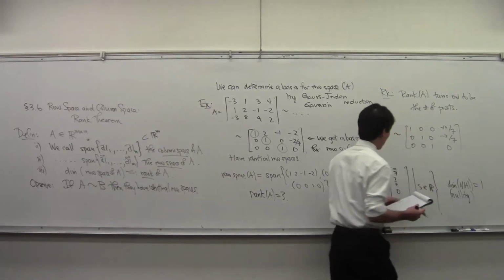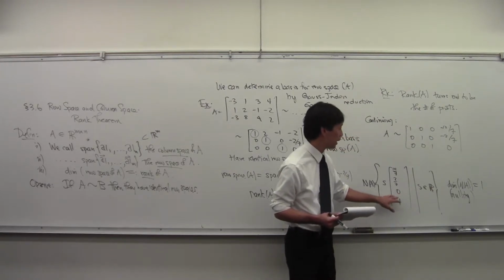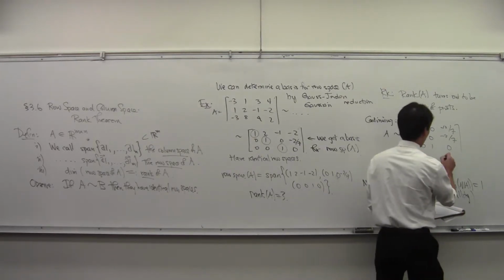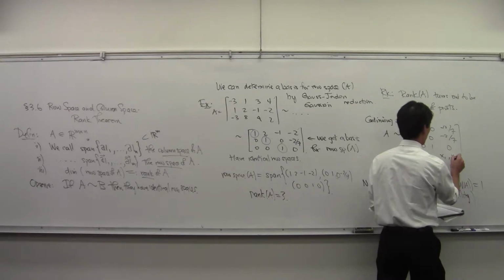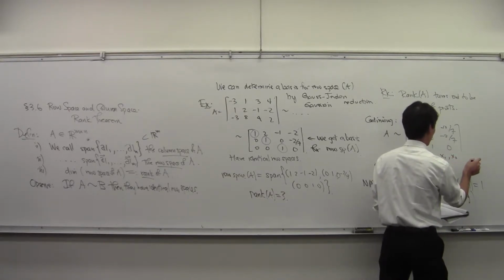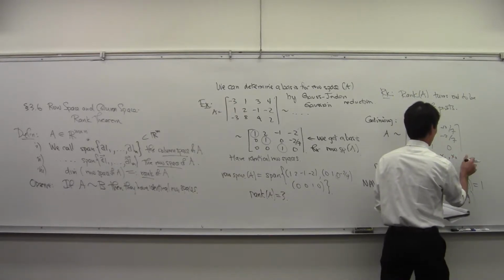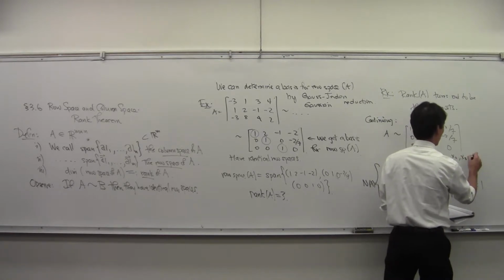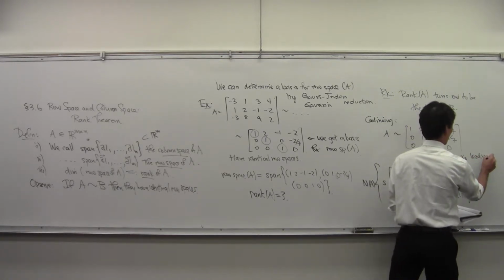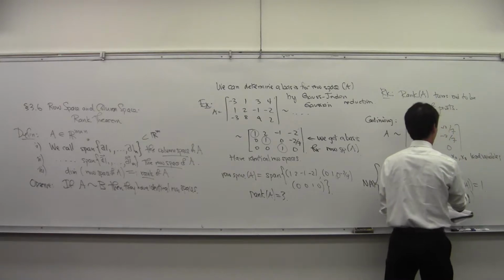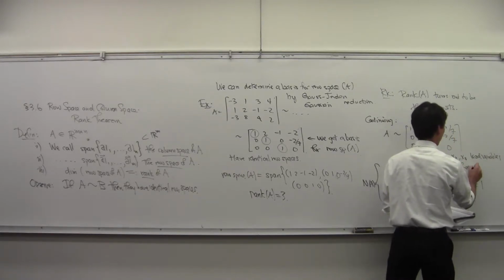And what you see is that x1, x2, and x3 were your lead variables, and there was one free variable. x4 was a free variable.